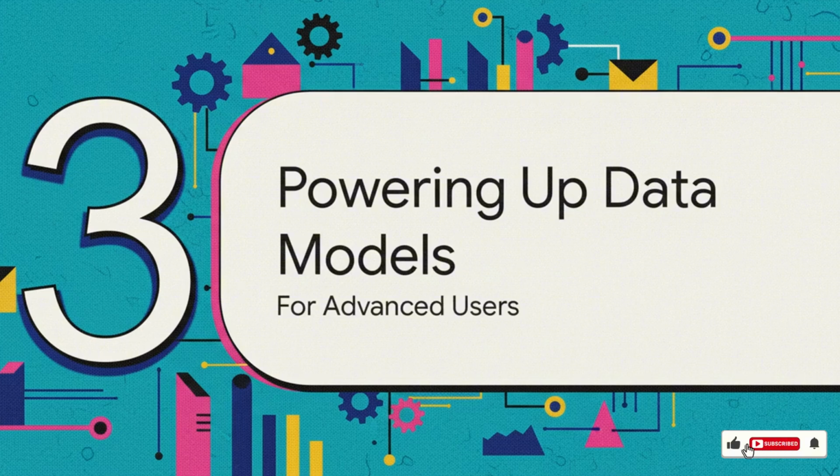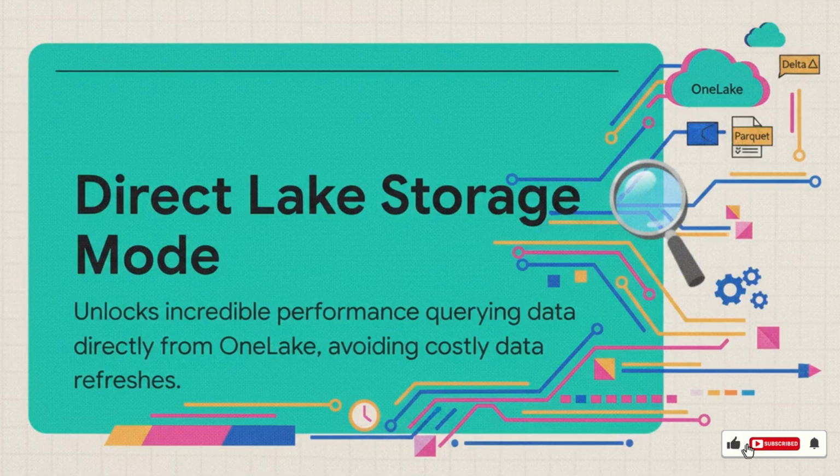All right, time to pop the hood and get into the engine room of Power BI. These next couple of updates are really for the data modelers, the architects, anyone who's wrestling with those huge enterprise-level datasets. DirectLake is, without a doubt, a revolutionary storage mode. The best way to think about it is like having a direct superhighway from your report to your data in OneLake. It queries those open formats like Delta and Parquet files directly, which means you don't have to import or duplicate data. The result? Unbelievable performance, even on massive datasets, without all the headaches of data refreshes.